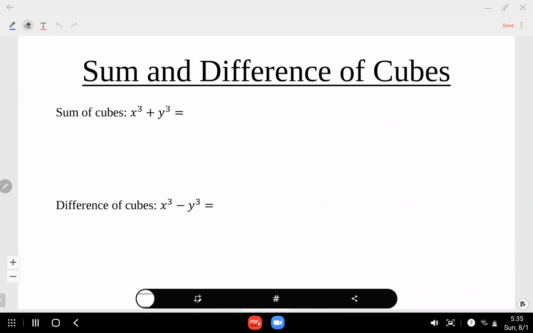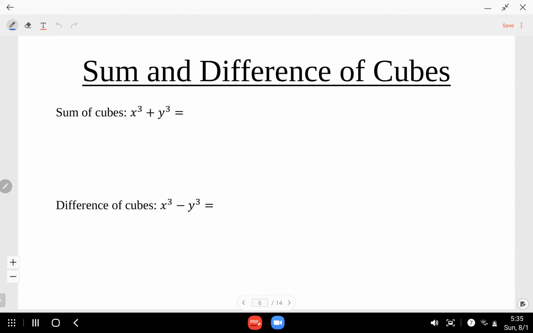Okay, so basically, it's going to be x plus y, x squared minus xy plus y squared. All right, so that is what sum of cubes is. That is the formula for sum of cubes. And this will be incredibly important when you're simplifying or factoring. And if you want to multiply it out, it's going to be the same result.